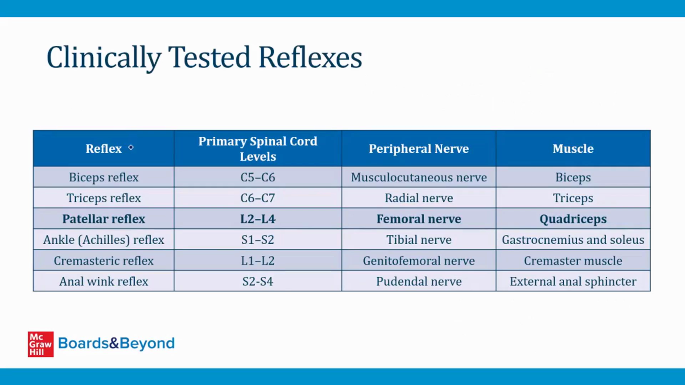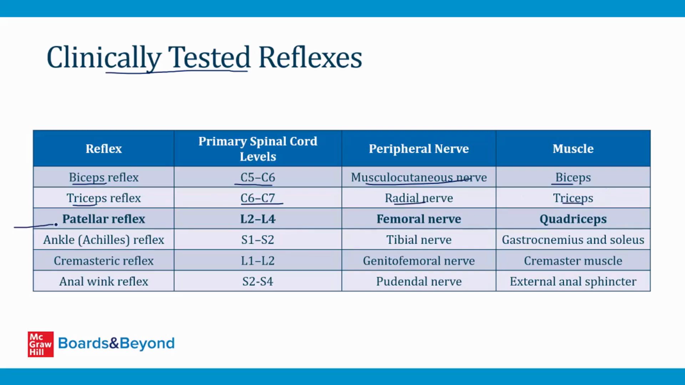And so besides the patellar reflex that we just talked about, there are a number of other clinically tested reflexes, and I've summarized the important details about each reflex on this slide. So to test the biceps reflex, you tap on the biceps tendon on the arm. This tests spinal cord levels C5 and C6. It sends signals out via the musculocutaneous nerve to cause the biceps to contract after you tap the tendon. That's the normal response. You test the triceps reflex by tapping on the triceps tendon. It tests C6 to C7 and then sends signals out by the radial nerve to make the triceps contract.